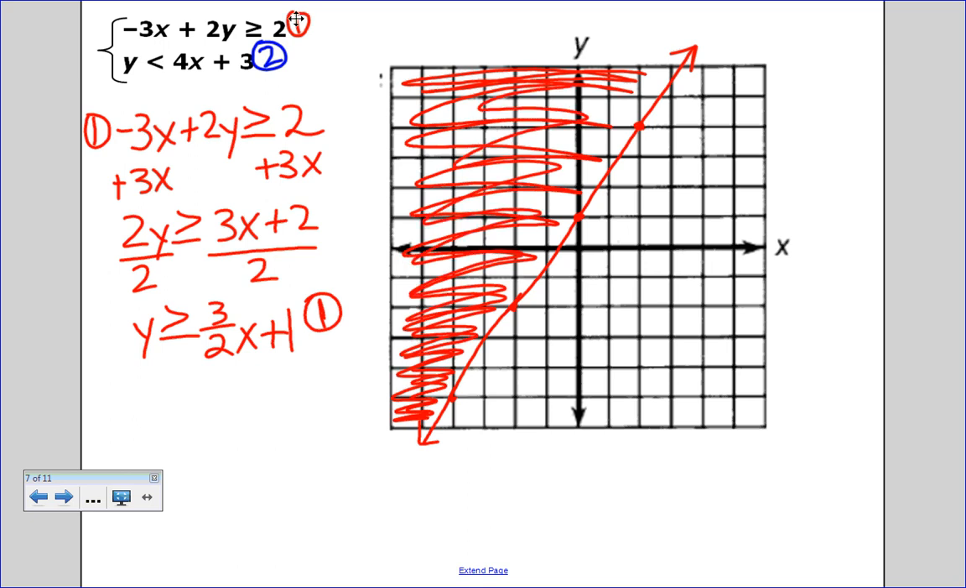All right. So now I'm going to graph and shade for my second one. Now the very first thing that I take notice of here is that this is not or equal to, so I know my line is going to have to be dashed. Now my second equation is already in slope-intercept form. So I'm going to go to positive 3. My slope is 4, so I'm going to rise up 4, run 1. I'm going to rise negative 4, run negative 1.